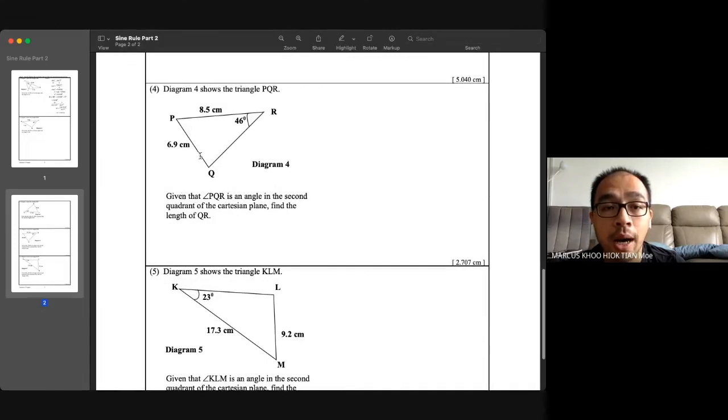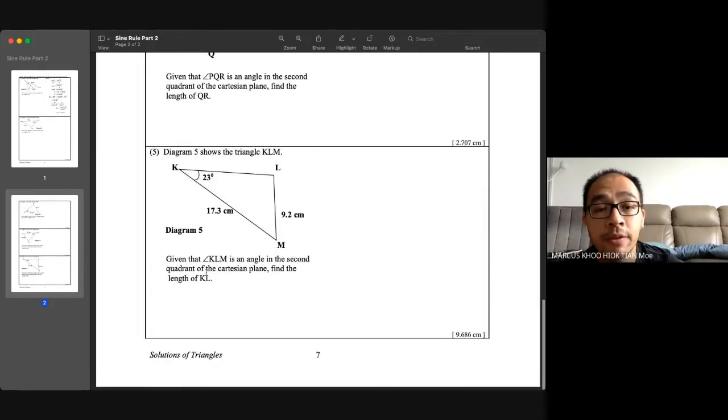Now, another one: given that angle PQR is an angle in the second quadrant. The words second quadrant of the Cartesian plane, I actually haven't taught you, this is a Form 5 topic, but you should know also. An angle in the second quadrant of the Cartesian plane is just another way of saying obtuse angle. So the question is saying this angle Q is an obtuse angle. What does obtuse angle mean? I have been saying it since 10:15 just now. So please, for the love of God, remember the meaning of obtuse angle.